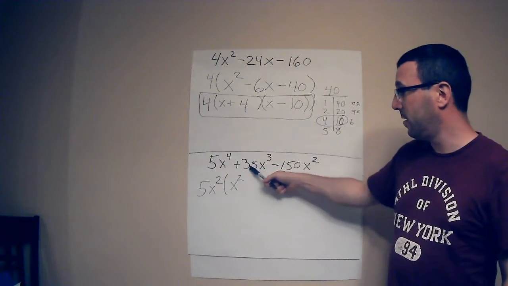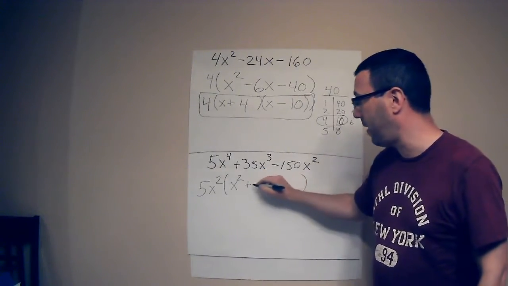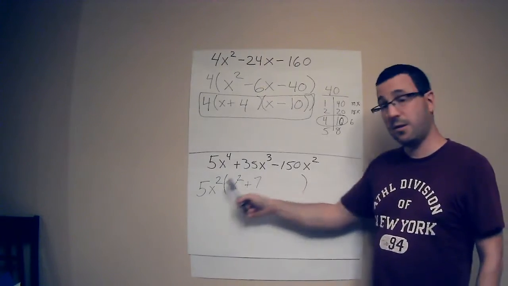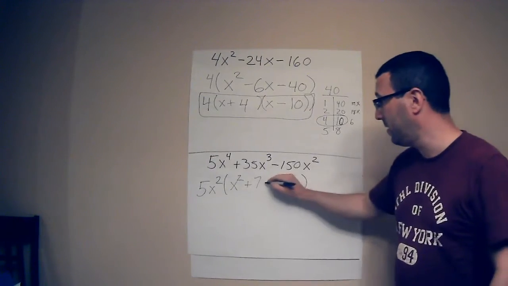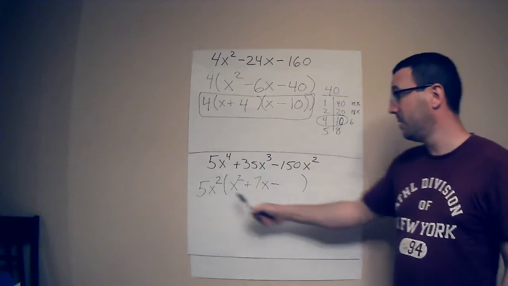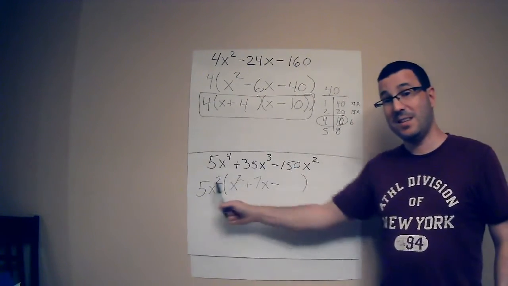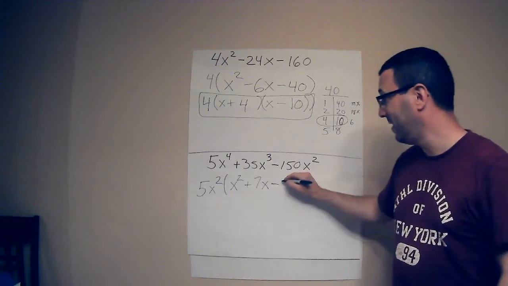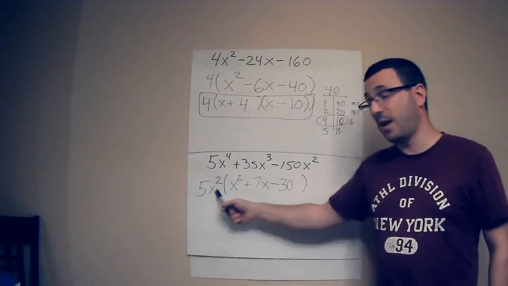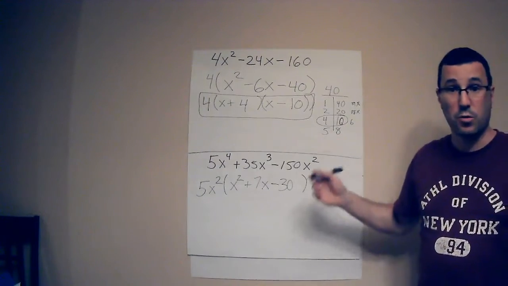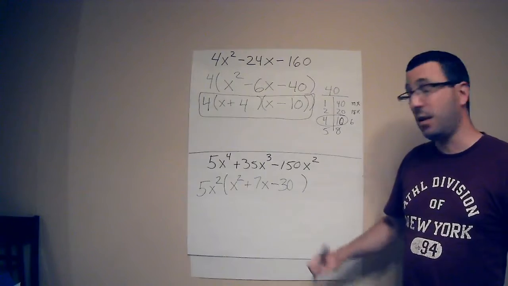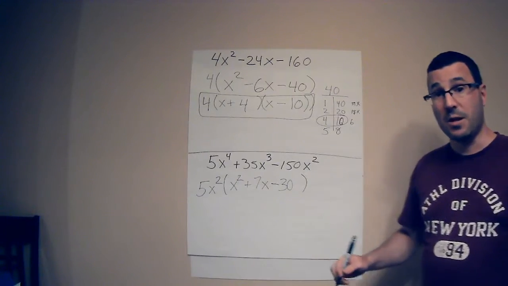Divide this. 35 divided by 5 is 7. X to the 3rd divided by x to the 2nd is x. Minus 150 divided by 5 is 30. X squared divided by x squared goes bye-bye. So we're left within the parentheses, x squared plus 7x minus 30.